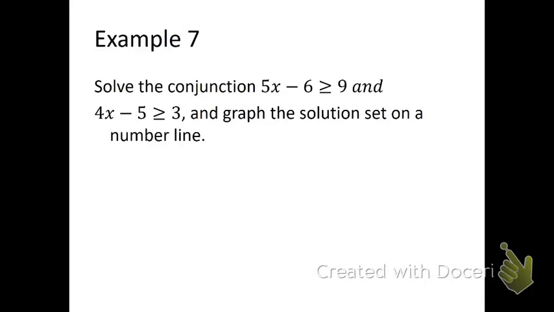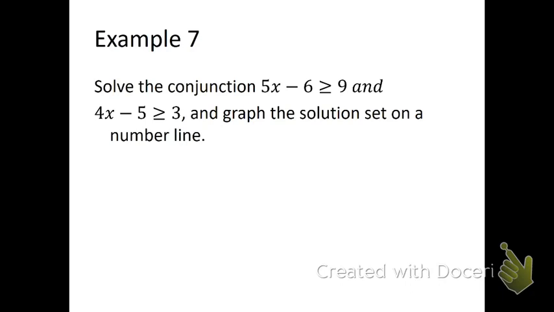Okay, example 7 says solve the conjunction 5x minus 6 is greater than or equal to 9 and 4x minus 5 is greater than or equal to 3 and graph the solution set on a number line. Alright, so it's the same thing as we did in example 6, except now I'm going to have to work a little bit on the two equations.